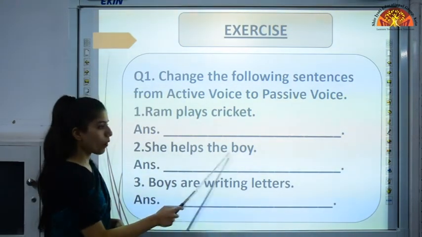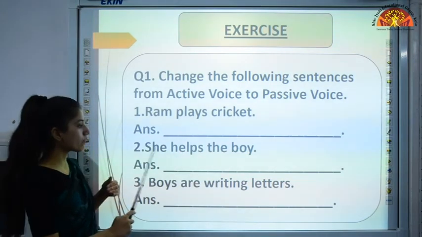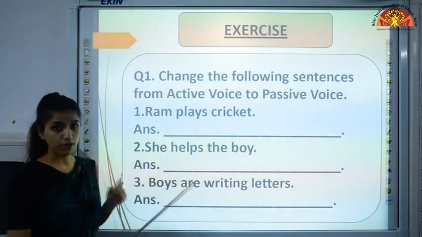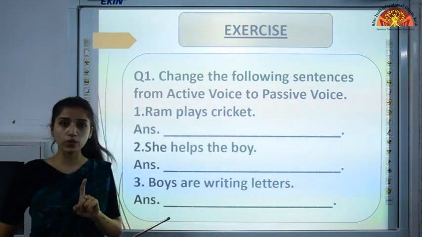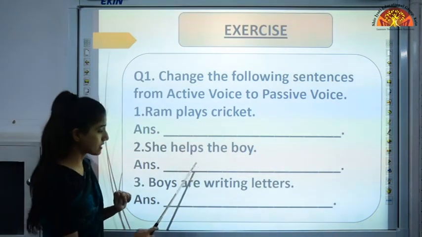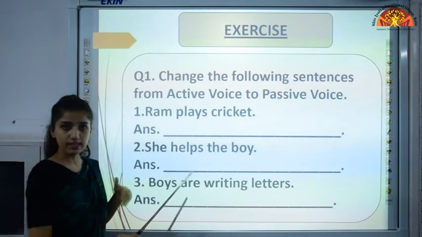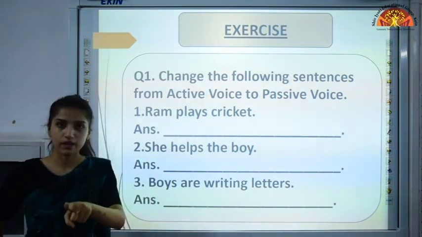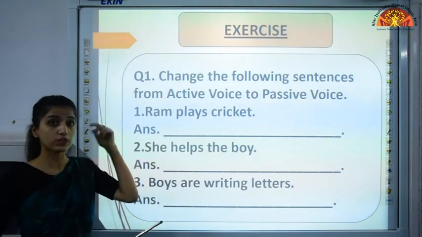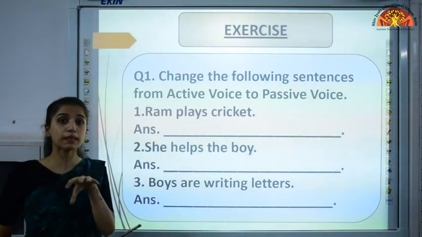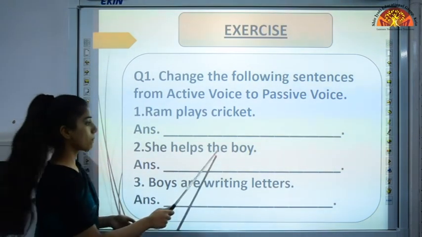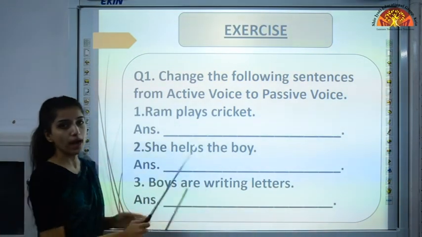So the boy will come first when we will be converting this sentence into passive. So the boy is, because we are talking about one boy only over here, third form of help, that is helped by, she will be converted into her. As I told you according to that table, you have to keep that in mind. So she will be converted into her. So the boy is helped by her.